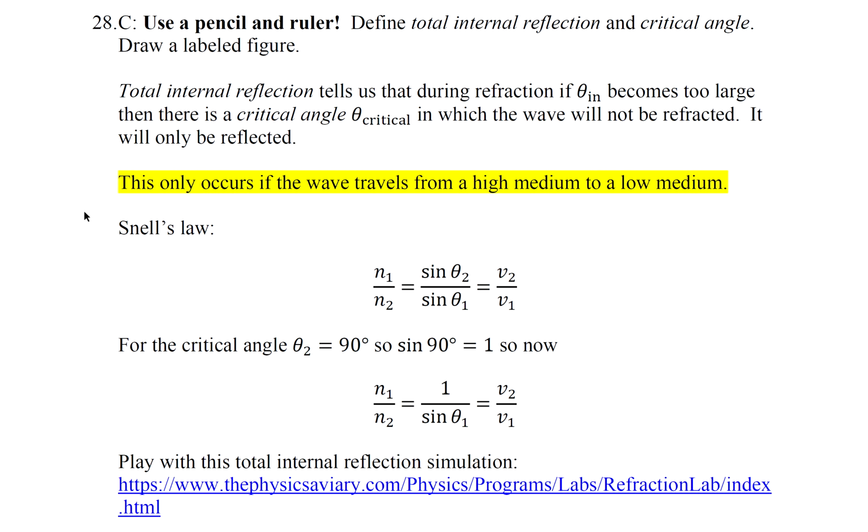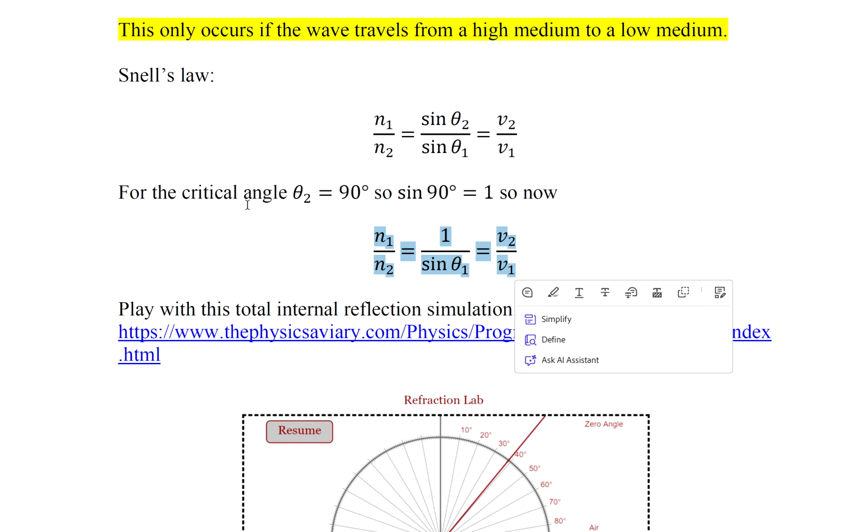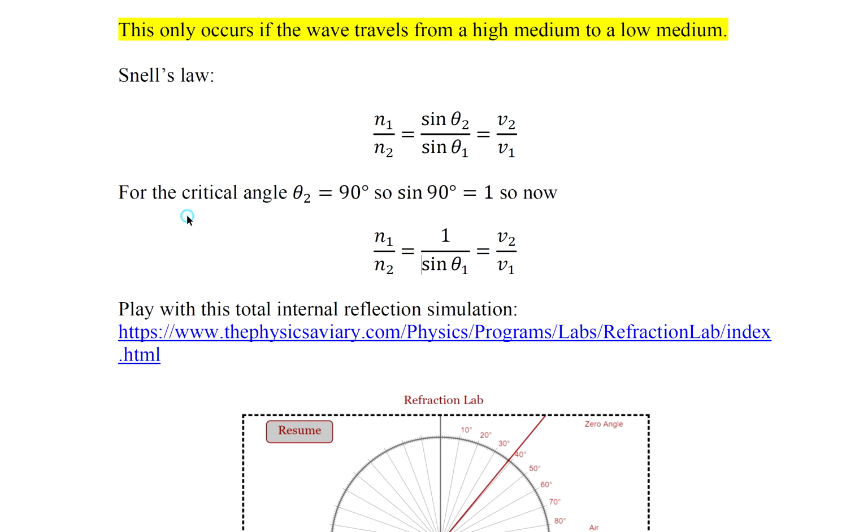Question 28. Define total internal reflection and critical angle. So total internal reflection tells us that during refraction, if theta in becomes too large, then there is a critical angle, theta critical, at which the wave will not be refracted, only reflected. This only occurs if the wave travels from a high medium to a low medium. So let's use Snell's law here. For the critical angle, theta 2 equals 90 degrees, and sine of 90 is 1. So now we have this equation. You see what happened? Sine of theta 2 went away.